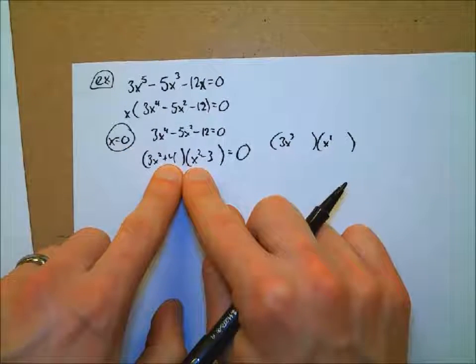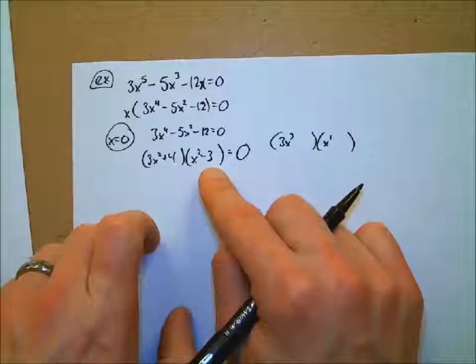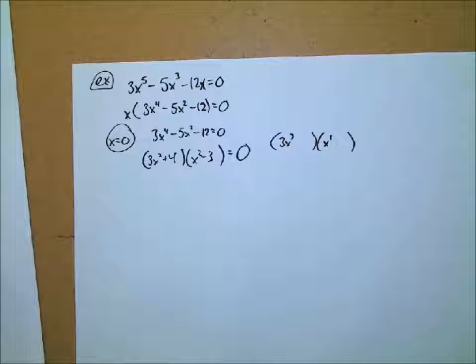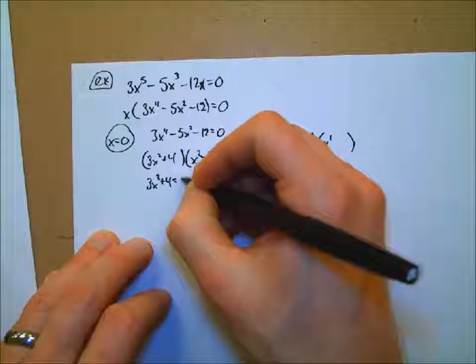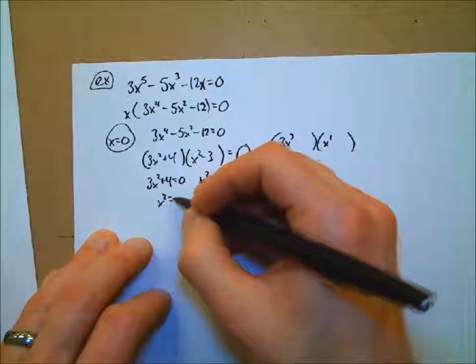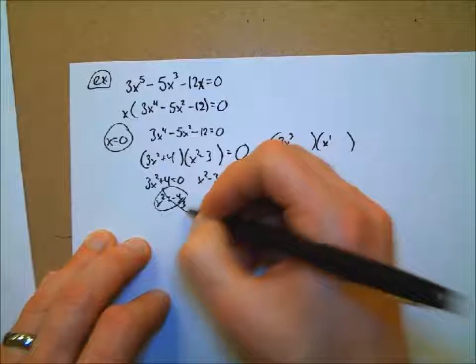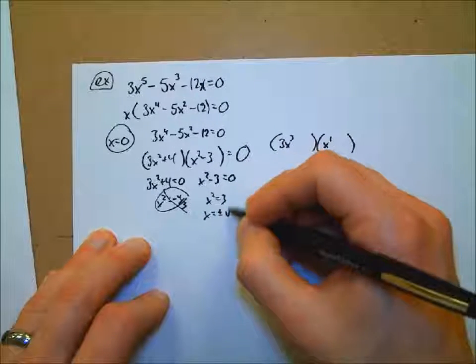Plus 4x squared minus 9x squared, negative 5x squared. 4 times negative 3, negative 12. Looks good to me. Okay, so we get 3x squared plus 4 equals 0, and x squared minus 3 equals 0. So x squared equals negative 4/3, imaginary. And x squared equals 3, so x equals plus or minus the square root of 3.